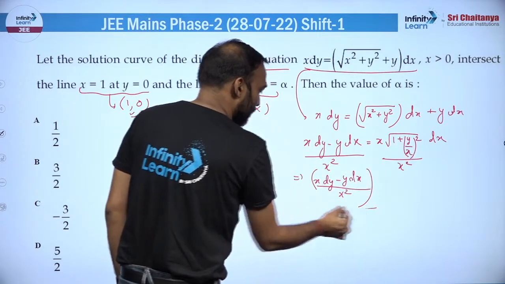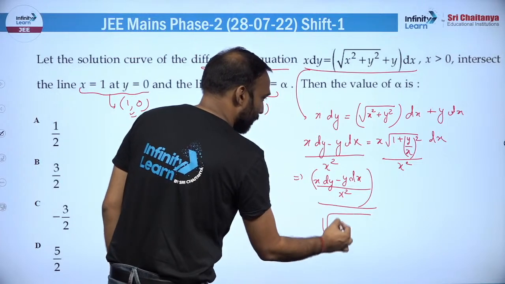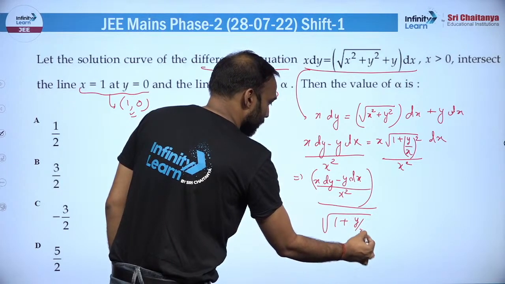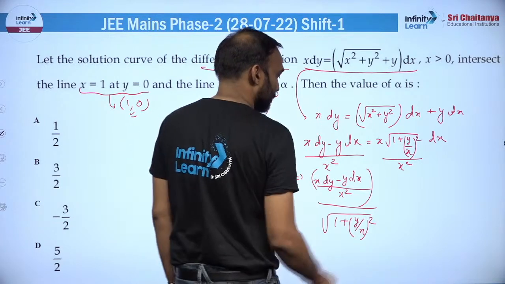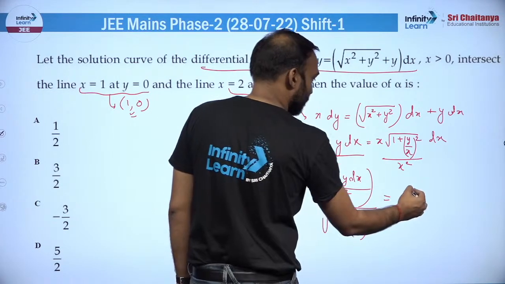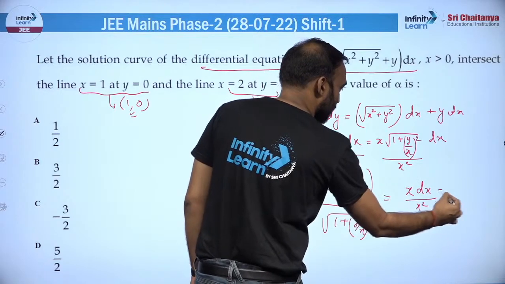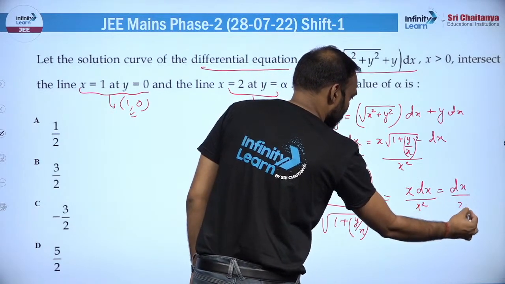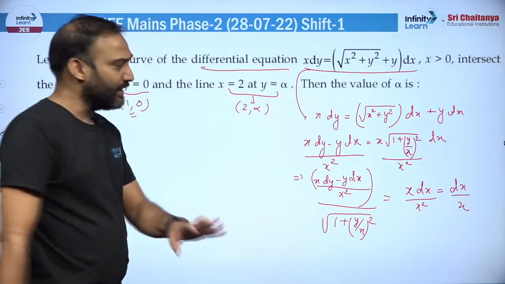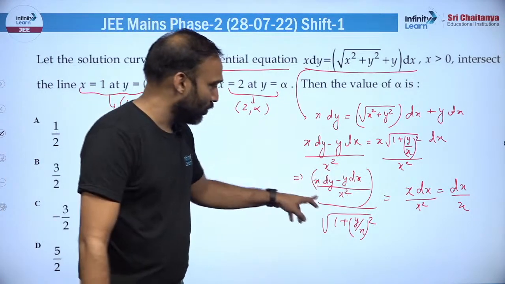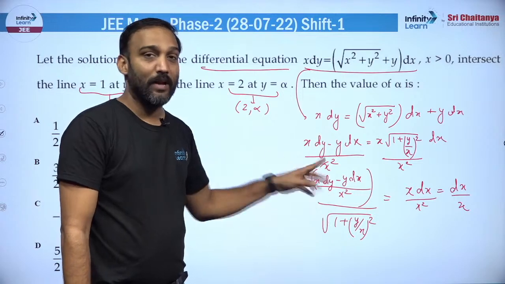Take this under root term over here only. So I'll have upon under root of 1 plus y by x whole square. This will be equal to x dx upon x square. This is nothing but dx upon x. Now if I integrate, observe this. This whole numerator is the derivative of y by x.